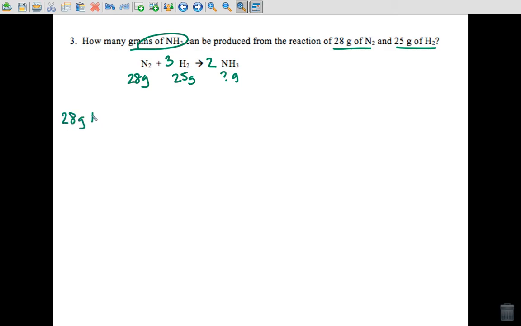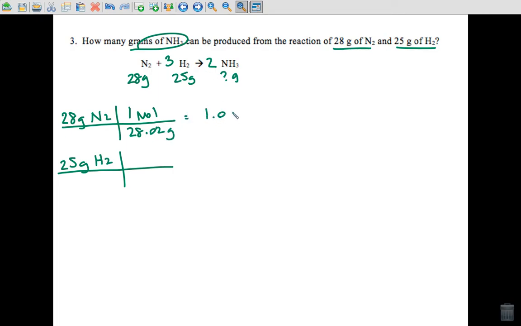So again, I'm starting out with my gram amounts of each, 28 grams of N2 and 25 grams of H2. And my first step in any limiting reactant is to turn to moles. And I'm going to turn to moles by dividing by the molar mass of each one. Rounding to 1 or 2 decimals is fine. So I have 1 mole N2. Again, I'm going to keep track of what I have. And then H2 is going to be 2.02 grams. And I'm going to get 12.38 moles of H2.